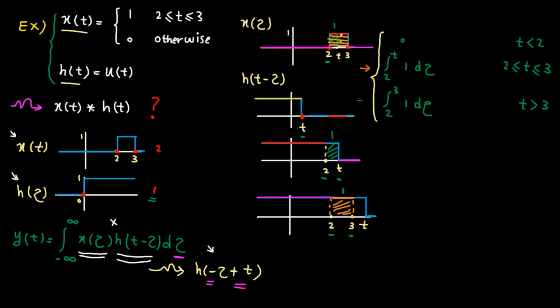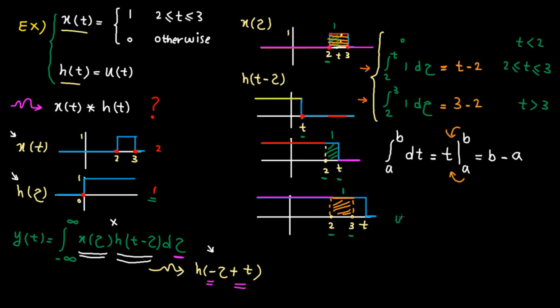Let's simplify these two integrals. As we know from calculus, this definite integral is equal to t from a to b. To get a closed form answer, we replace t by the upper and lower bounds and subtract them. So the integral is equal to b minus a, or upper bound minus lower bound. Accordingly, this integral is equal to t minus 2, and this integral is 3 minus 2. Let me write the final answer again. y(t) is 0 for t less than 2, t minus 2 for this window, and 1 for t greater than 3. Done.